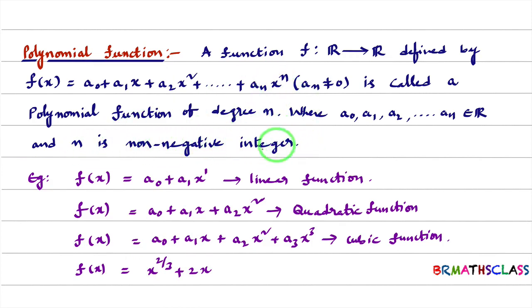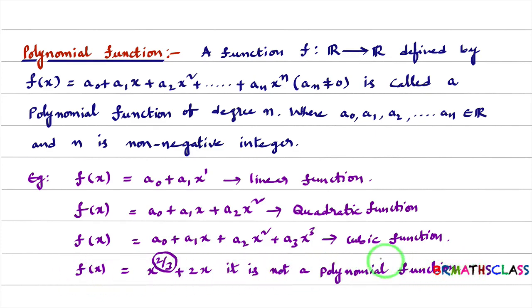N must be an integer. Moreover, it is not a negative integer. Here you see this 2 by 3. Is this 2 by 3 an integer? No, it is not an integer. So it is not a polynomial function. Therefore, this function is not a polynomial function.